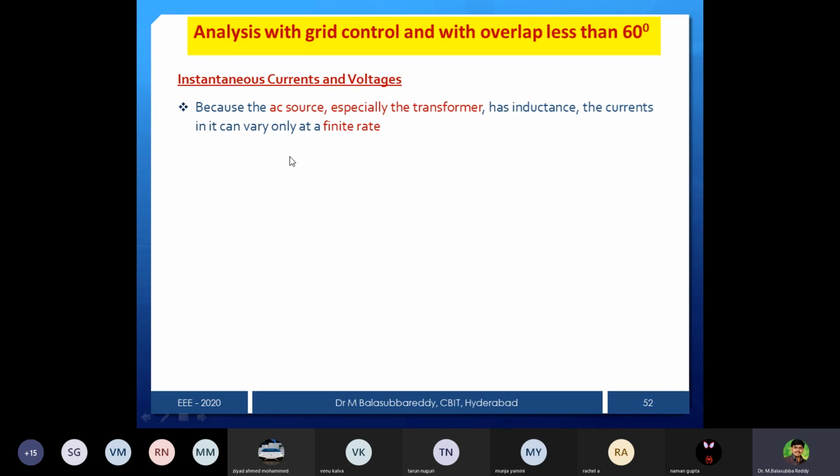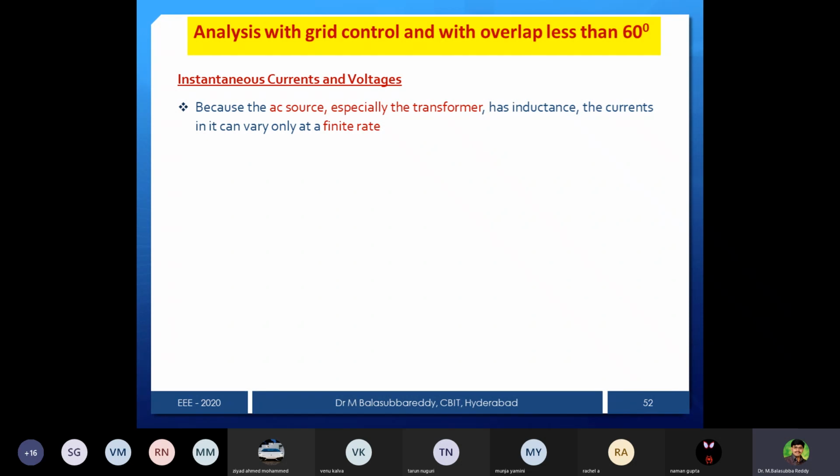Due to that, a finite duration overlap is going to take place. Current in it can vary only at a finite rate. So what will happen is your current is transferred from 1 to 3. Some time is required to complete the transfer of the valve current from 1 to 3.